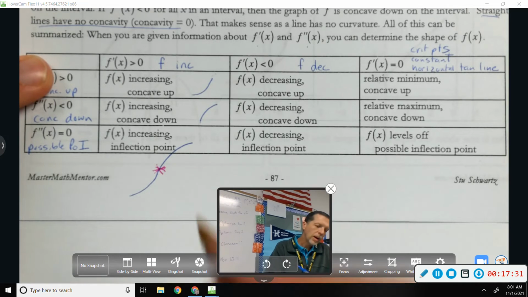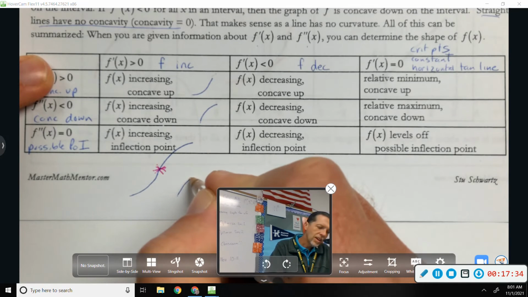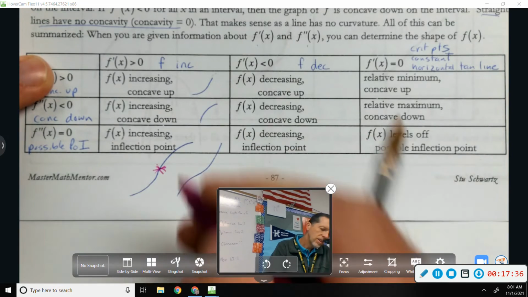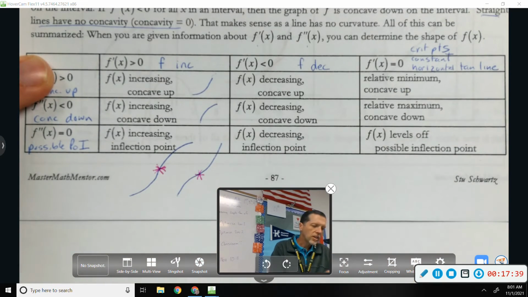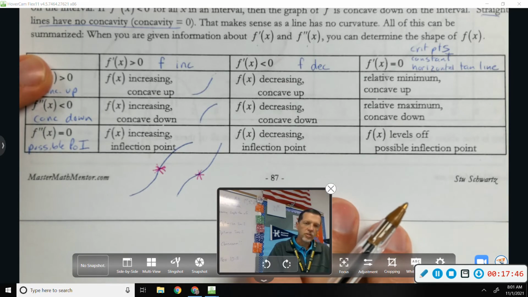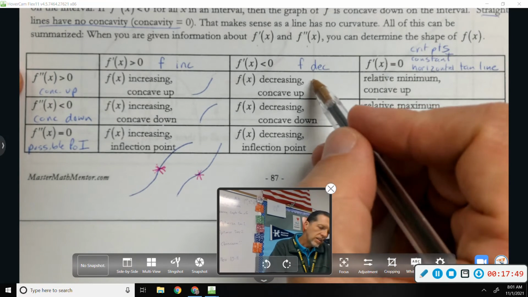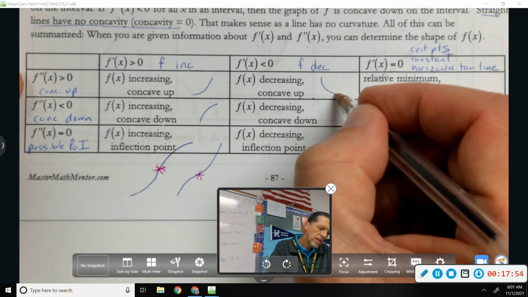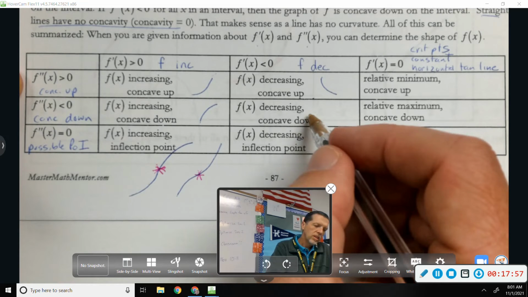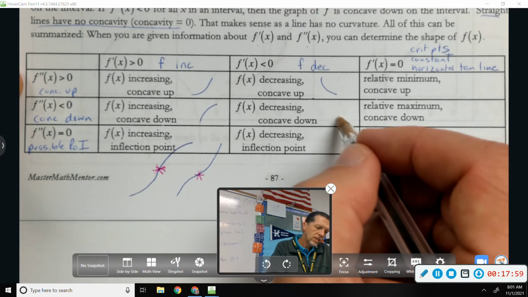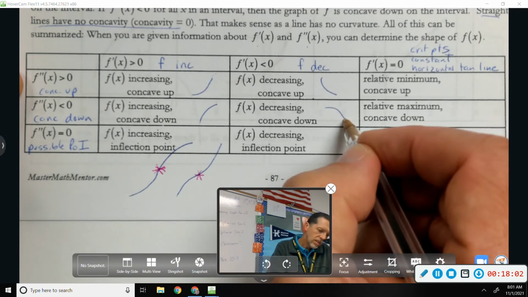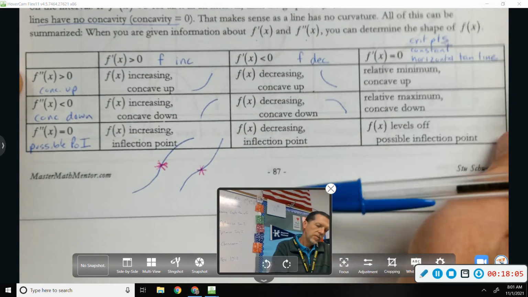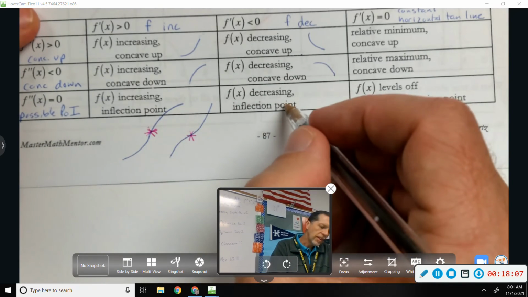And you could have done it the opposite way. You could be going from concave down to concave up. So somewhere in there is an inflection point. All right, decreasing, concave up. So decreasing, but concave up. Decreasing, concave down. Decreasing with an inflection point.